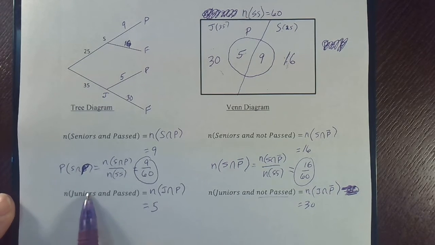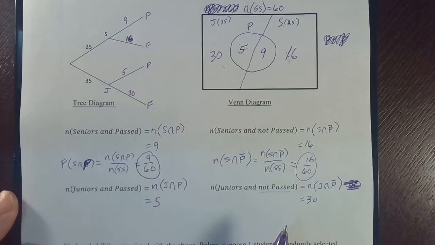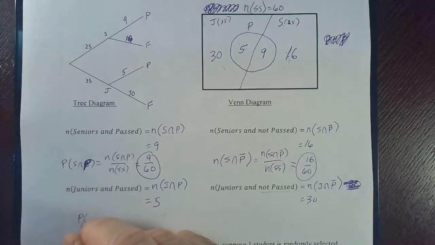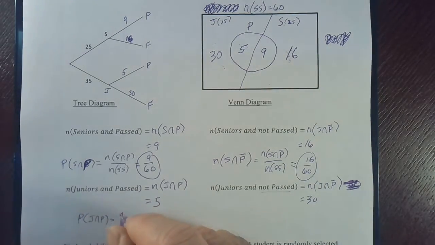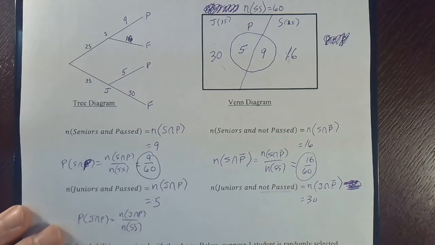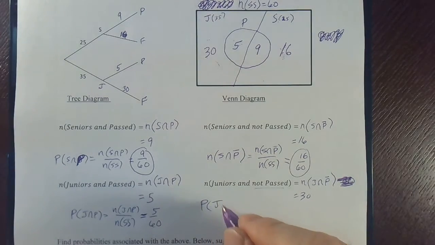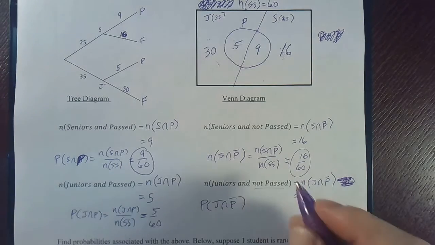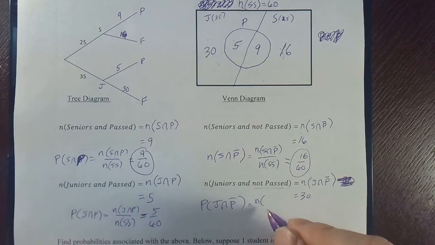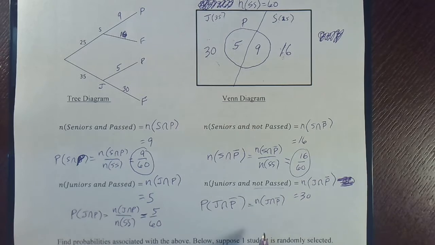All right, so the probability that the randomly selected person is a junior who passed would be the probability of J intersect P, which is the number of elements in J intersect P over the number of elements in the sample space. This is 5 over 60. And finally, the probability of junior and not passed is the number of elements in junior and not passed over the number of elements in the sample space, which is 30 over 60.